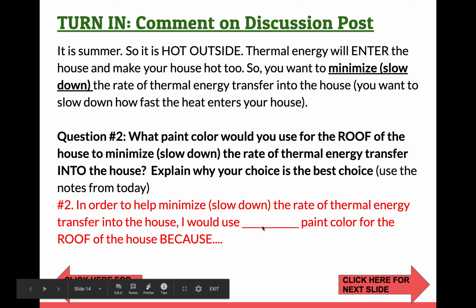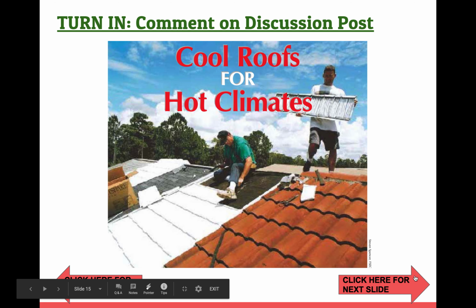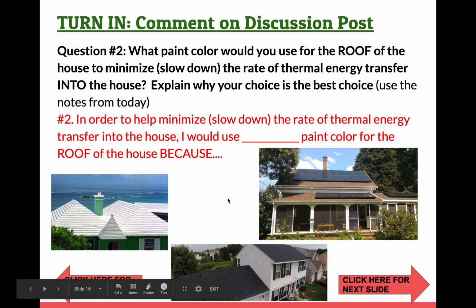So for today's discussion, decide what paint color would you use. Would you use something like the color white, the color black, the color red? What kind of color would you use? So here's some examples of different houses with different roofs. What do you think would be the best decision? And you need to explain how you know. I would use blank paint color for the roof of the house because, and make sure you tell me how you know.